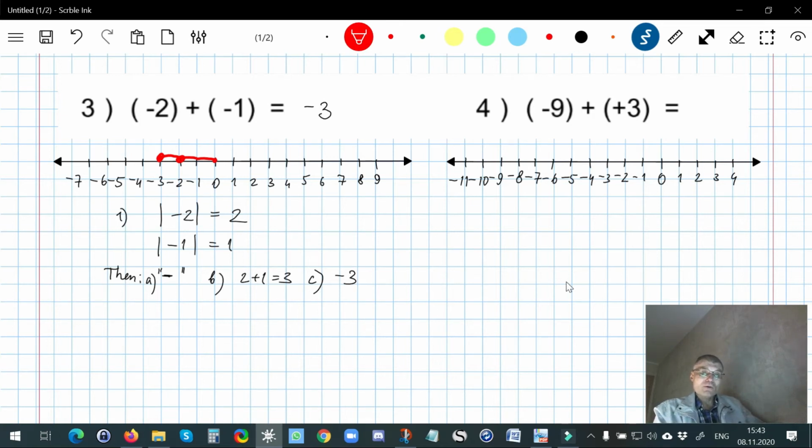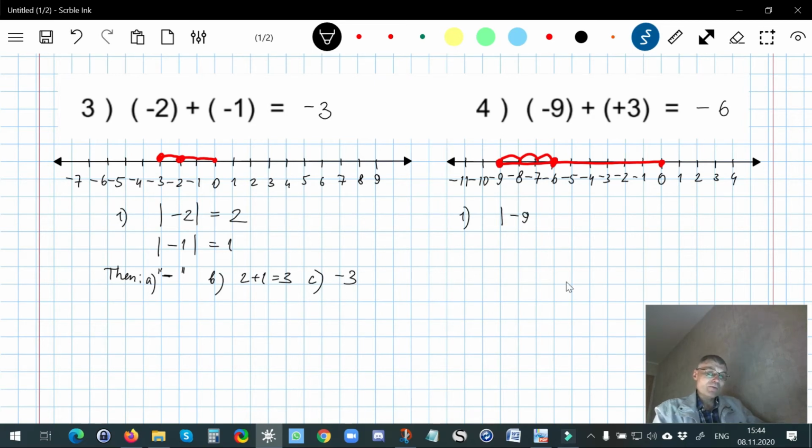Okay, first let's start with the first element. It has a greater absolute value. So we go 9 steps to the negative direction. Okay, let me do it fast. Obviously we end here at -9. Then we have to go to the positive direction 3 steps. 1, 2, 3. And we end at -6. That's our answer, -6. Now let us do absolute value approach.